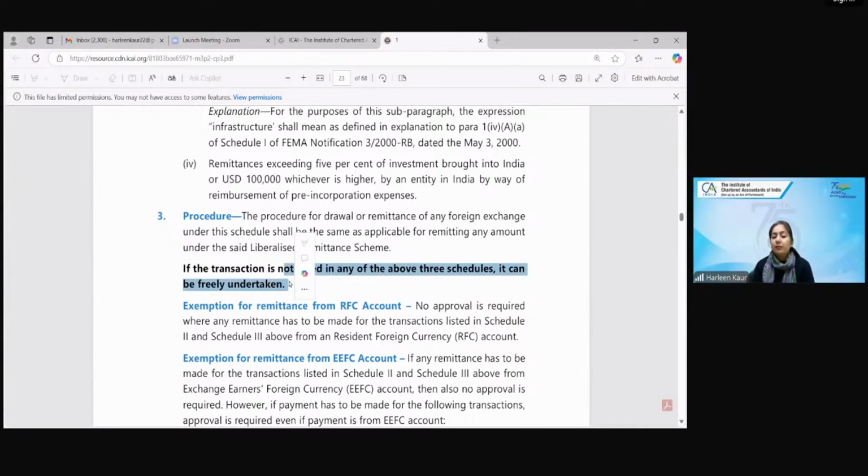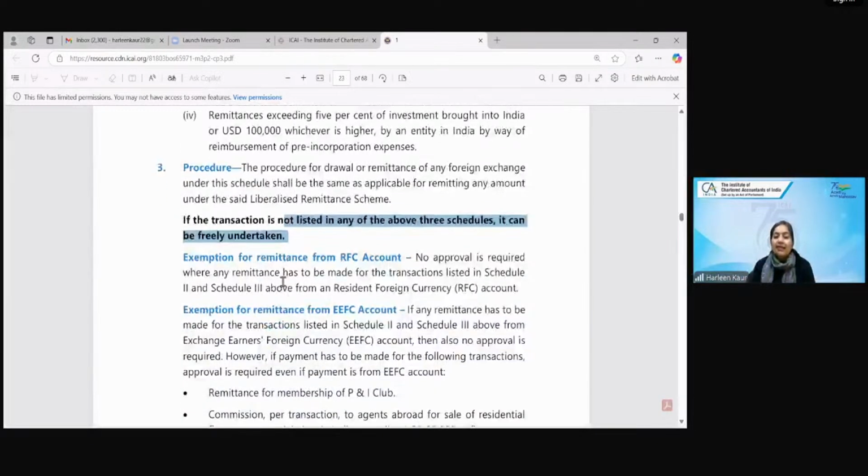Other than these are freely permitted. Exemption for the remittance made from RFC account or EEFC account. So it says if there is an RFC account, just like current account and saving account in India, similarly RFC account is a current account, that is a business account, the resident foreign currency current account, and EEFC is like your saving bank.